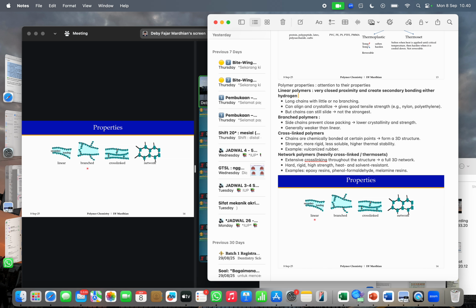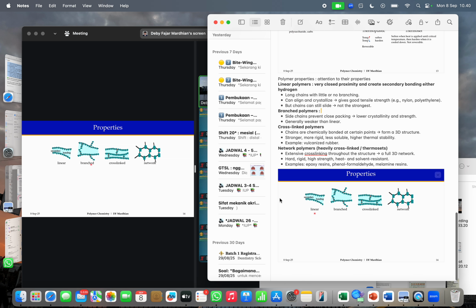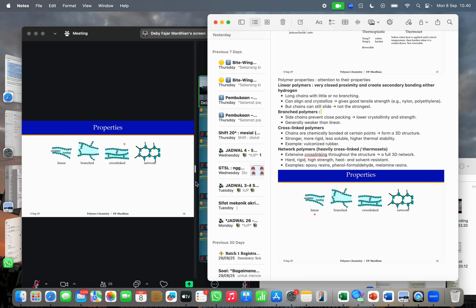However, when we cross-link these branch polymers, we can obtain much stronger polymer compared to the linear form. So in their own form, network is the strongest, and then crosslink, and then linear, and then branch. But when we crosslink the branches here, cross-linked branches create stronger polymers compared to the linear.